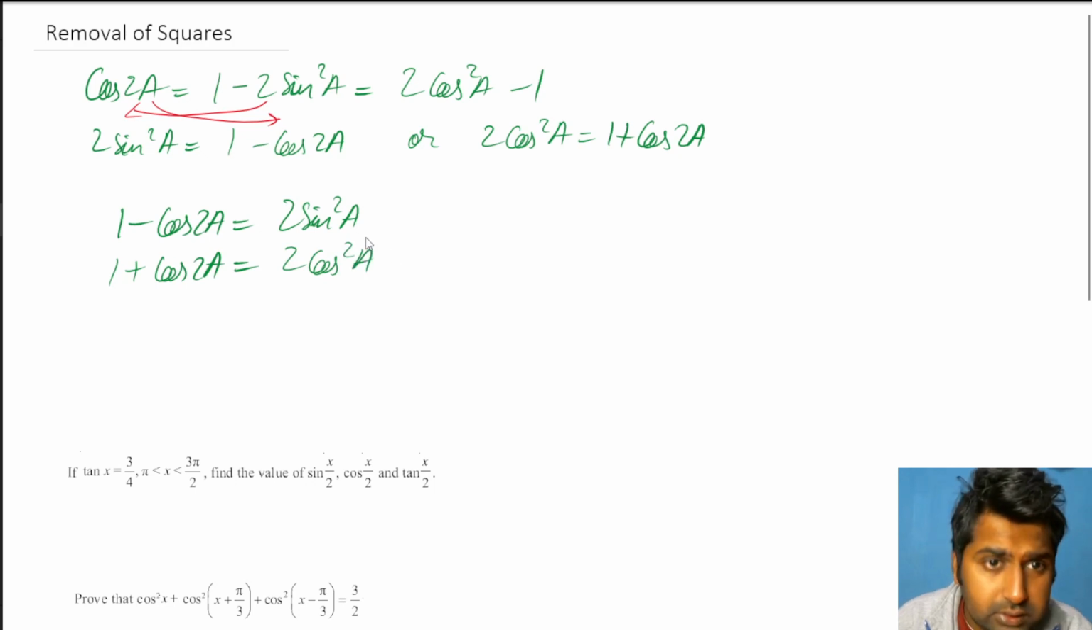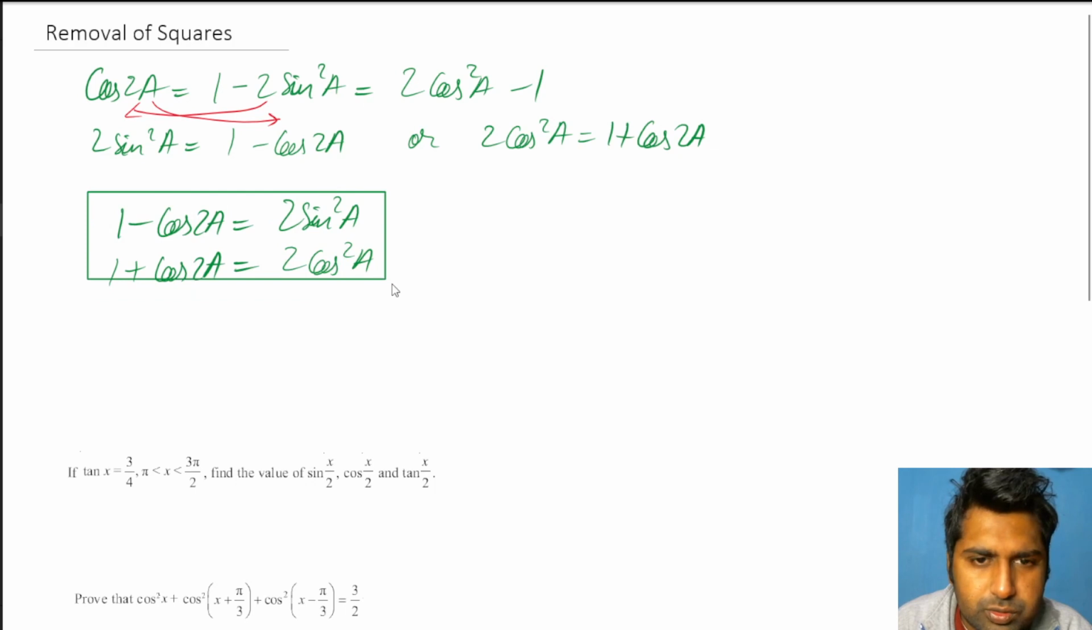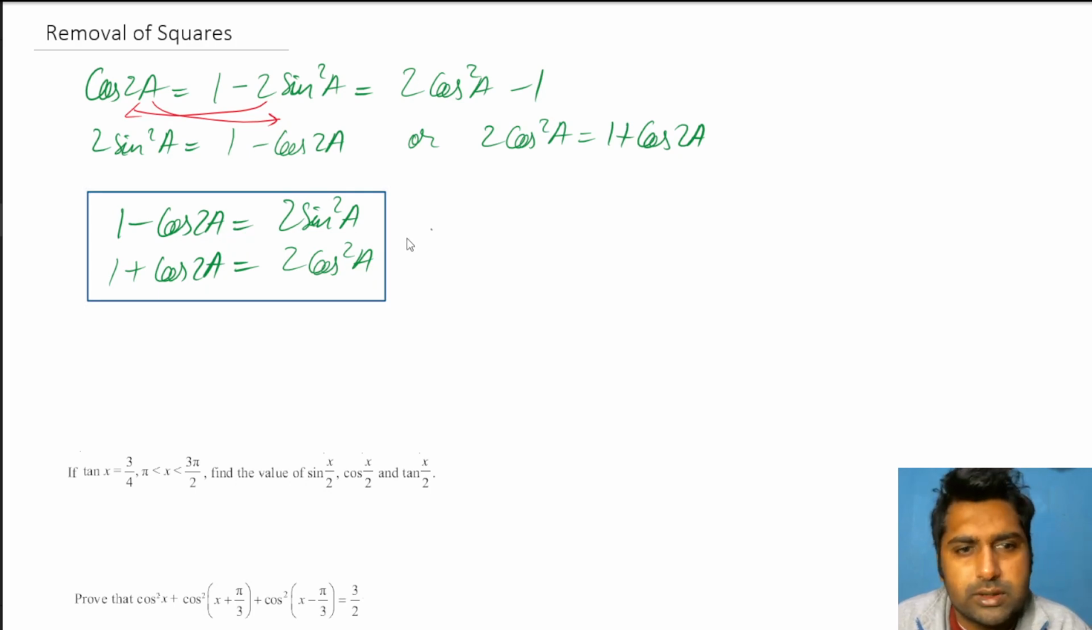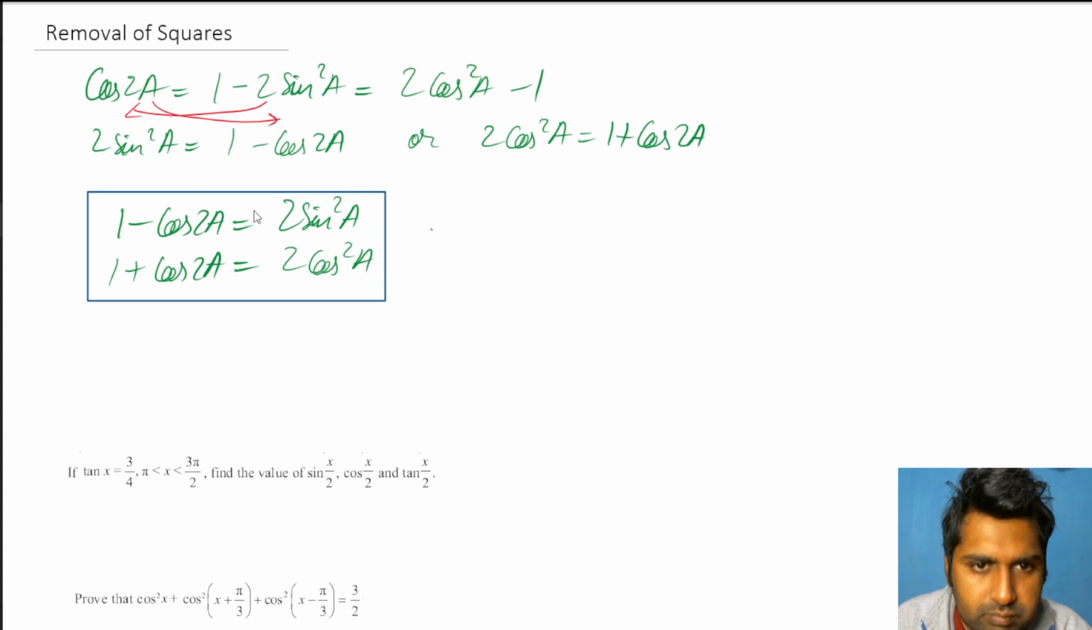Now the benefit of this is you can actually use this to remove squares. Suppose in any question there is sine square, cos square present and addition or subtraction is going on, you cannot apply sine square 2 theta plus cos square theta something, but what we can do is generate this 1 minus cos, 1 plus cos using these formulas, basically using them in the reverse direction.